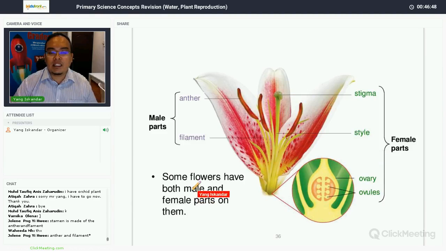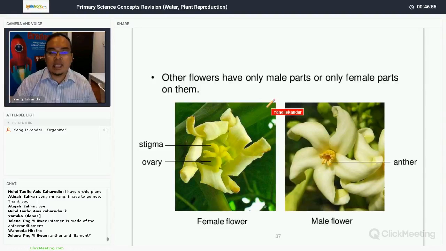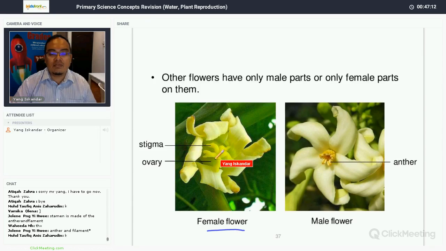Now, some flowers have both male and female parts, right? And in some flowers, the male and female parts are separate. So for example, papaya is one of the plants where the male and female flowers are different or separated. So you can see here the female flower has the stigma here and the ovary inside here. The male flower has the anther and the pollen grains inside the anther here.